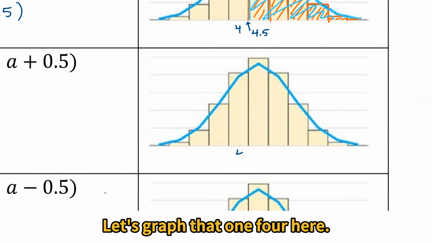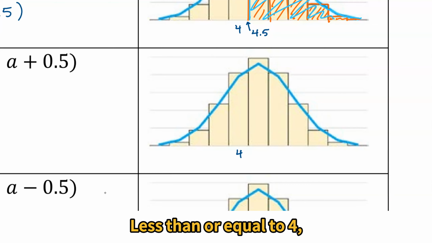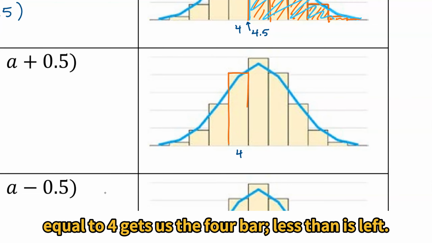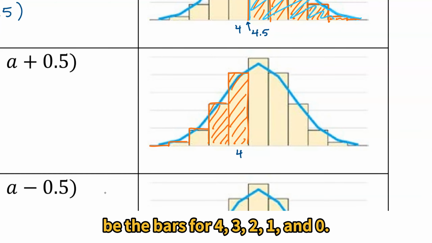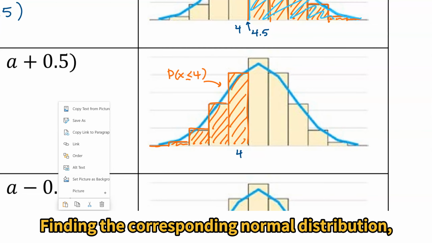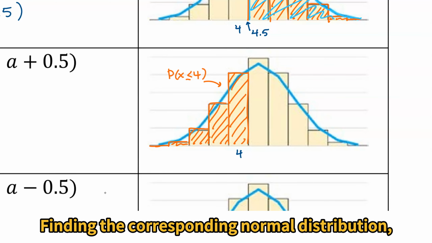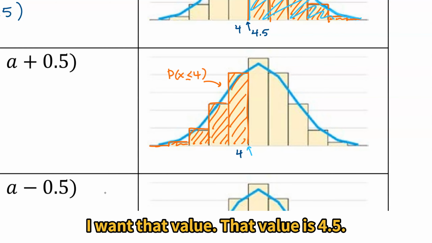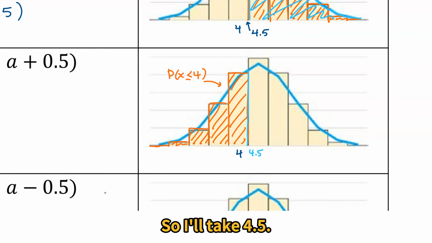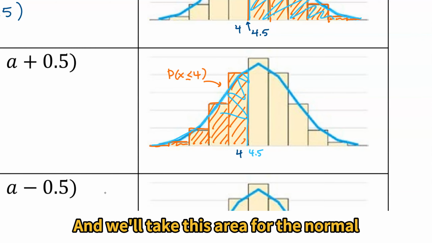Let's graph that one. 4 here. Less than or equal to 4. Equal to 4 gets us the 4 bar. Less than is left. And so our probabilities would be the bars for 4, 3, 2, 1, and 0. Finding the corresponding normal distribution, we see what's colored in. I want that value. That value is 4.5. So I'll take 4.5 and follow the normal curve down, and we'll take this area for the normal.